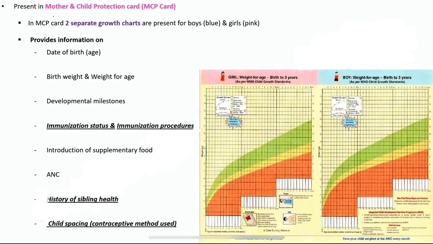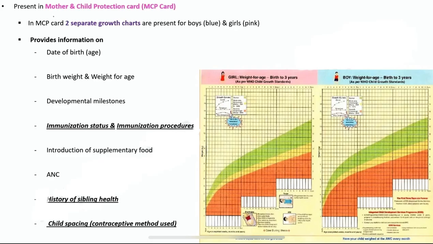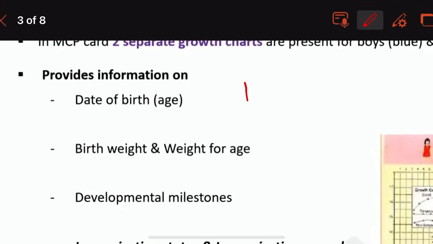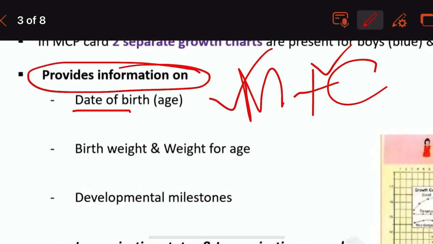So let us see the MCP card and the other two types, that is the ICDS growth chart and the World Health Organization growth chart. Beginning with the mother and child protection card. A joint mother and child protection card has been developed where we record the information both about the mother and the child. Mother and child protection card. So we consider what information is provided.